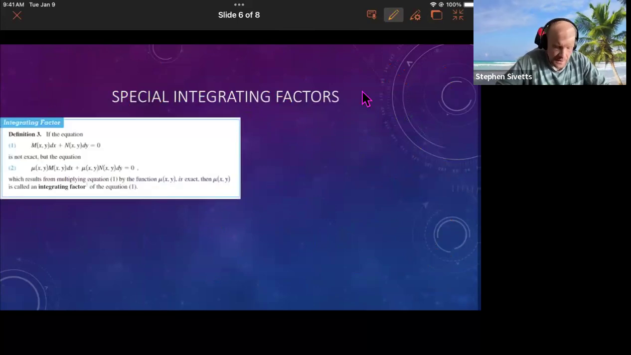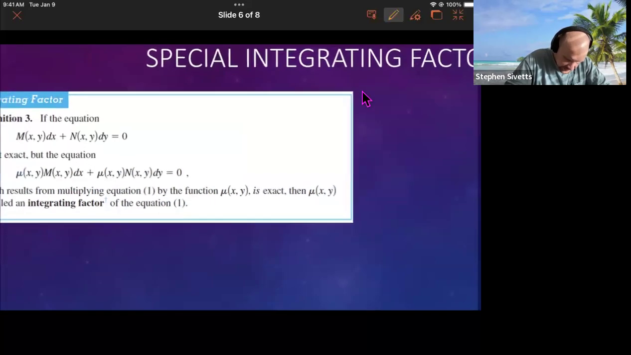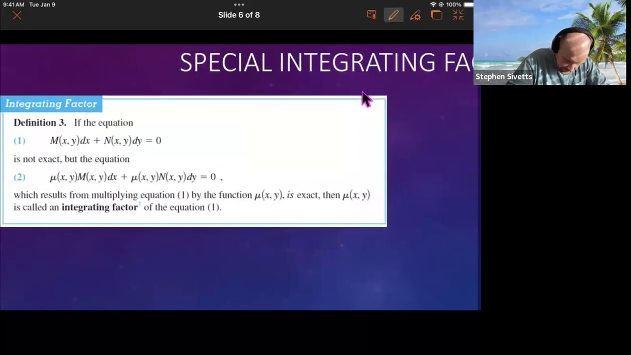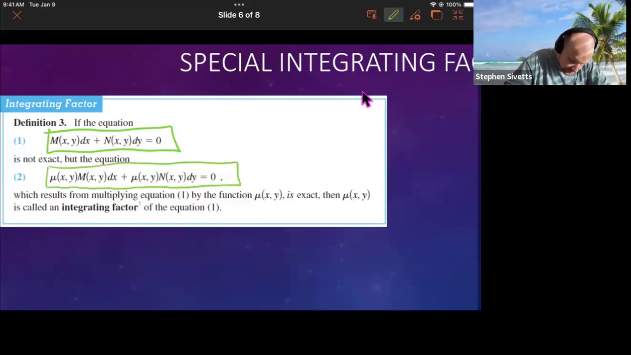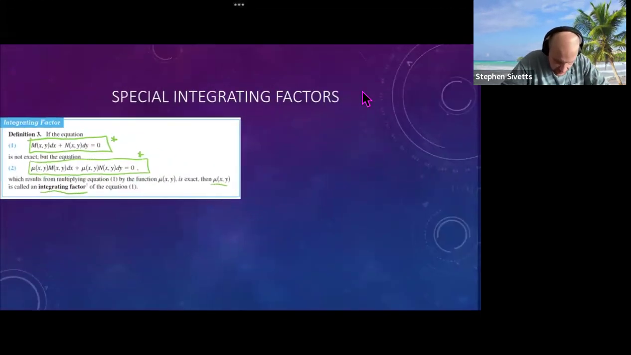And so if we have an equation like this, right, if we are dealing with an equation that is not exact, but if we multiply it by a function mu of x and y, and that results in an exact equation, right? Then we call mu of x, y an integrating factor of the first equation, right? So how do we solve differential equations in this scenario?